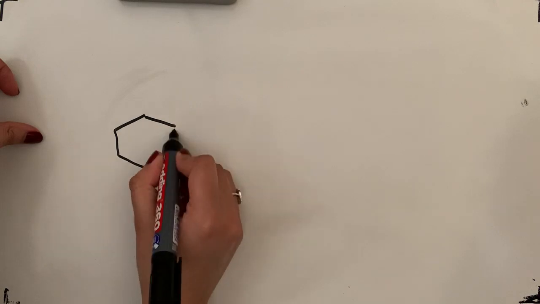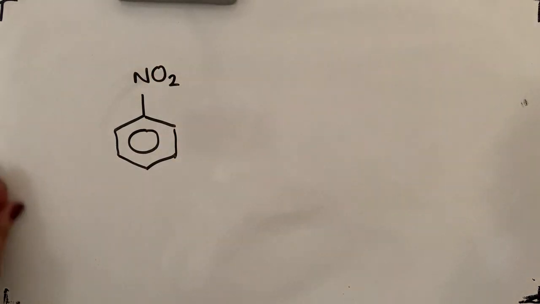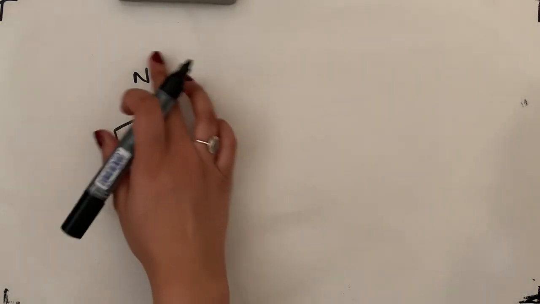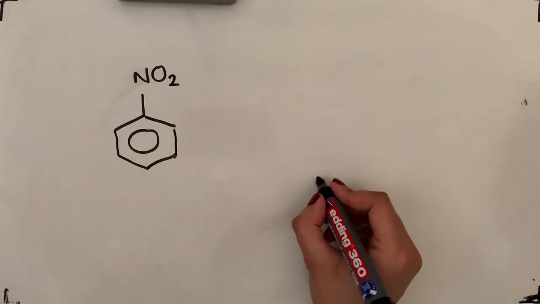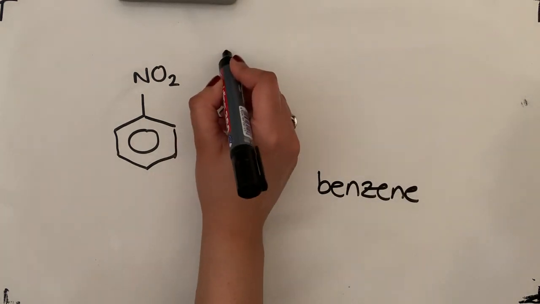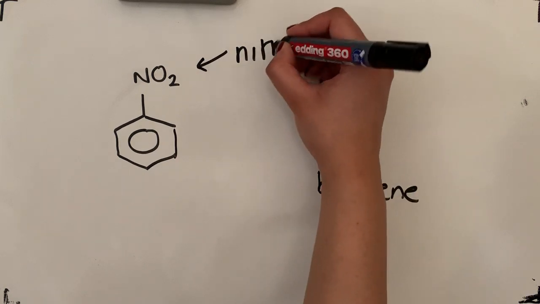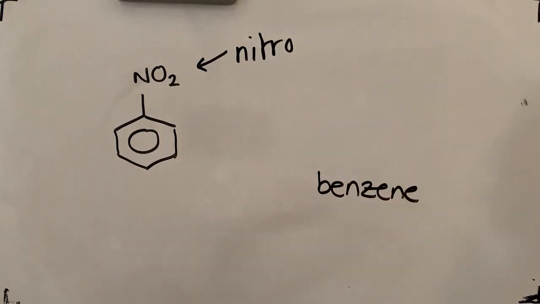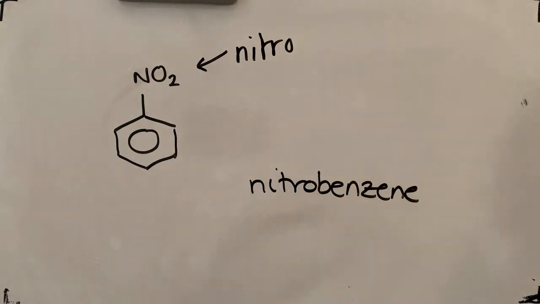Let's now have a look at a new type of functional group that we haven't really covered, and that is this group over here. So we've got NO2, a nitrogen-based compound. Let's have a think as to what this compound is called. In this case, again, benzene is the parent. Now this NO2 up here, we call this a nitro group. So therefore this compound here is called nitrobenzene.